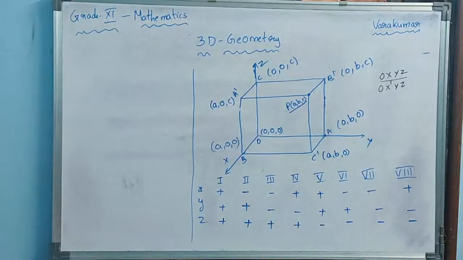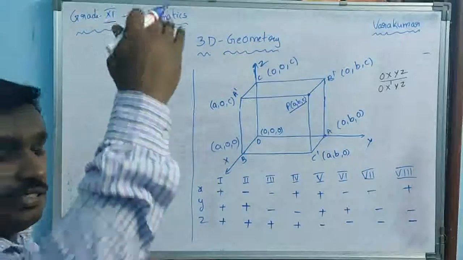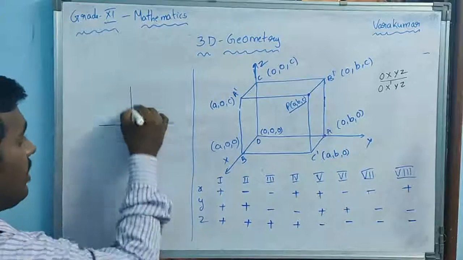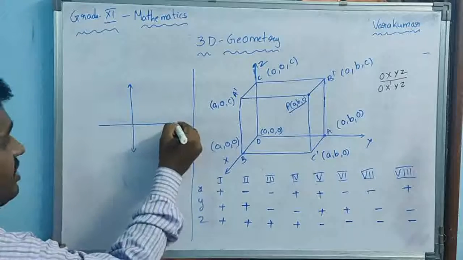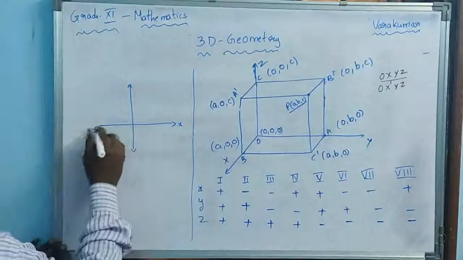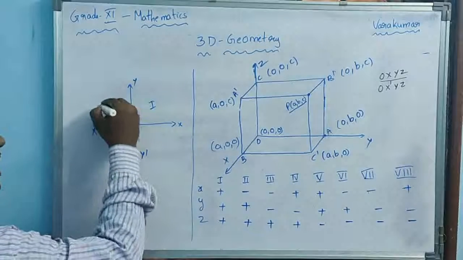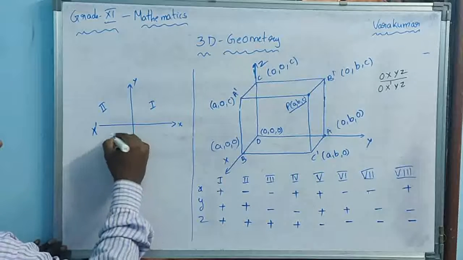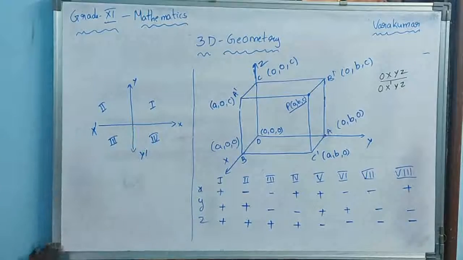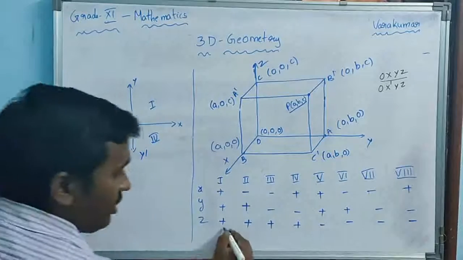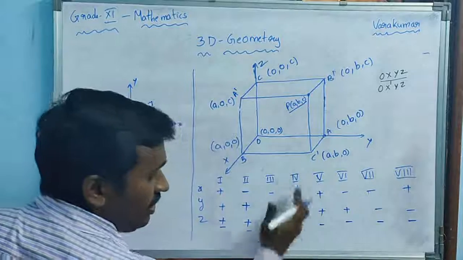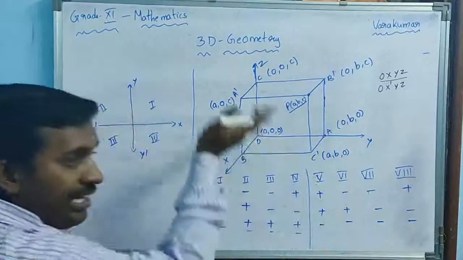Now, Z is the upper layer. Remember this X coordinate, the XY axis. First quadrant, second quadrant, third quadrant, fourth quadrant. Z is upper right. See here, all are positive. So these first four are the upper layer.